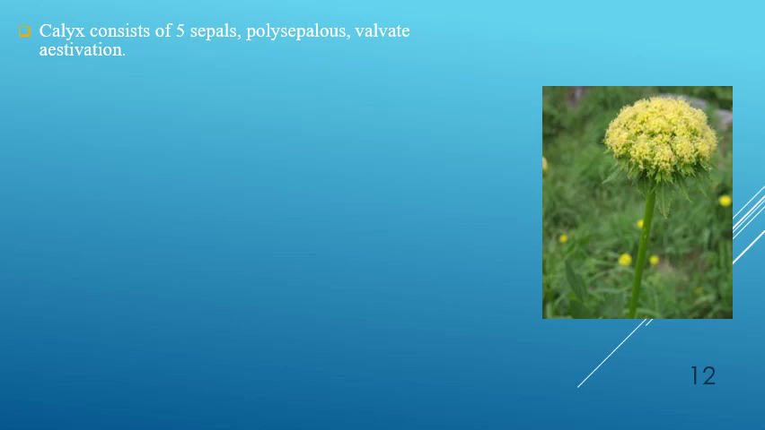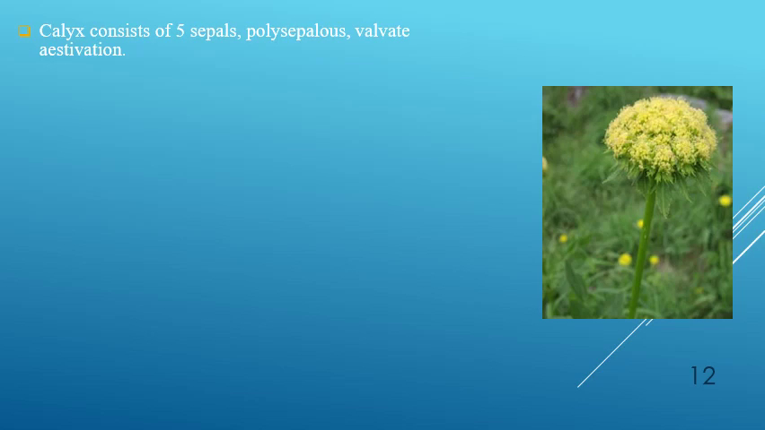And these 5 free petals are alternating with sepals. Sepals remain attached to the ovary wall, or adnate to the ovary wall, and in some cases sepals may be absent.